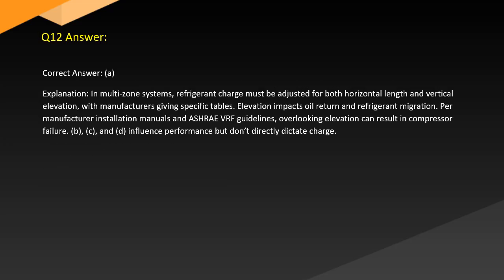Answer. Correct answer: A. Explanation. In multi-zone systems, refrigerant charge must be adjusted for both horizontal length and vertical elevation, with manufacturers giving specific tables. Elevation impacts oil return and refrigerant migration. Per manufacturer installation manuals and ASHRAE guidelines, overlooking elevation can result in compressor failure. B, C, and D influence performance but don't directly dictate charge.